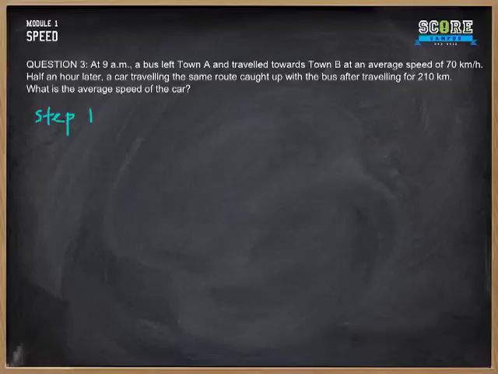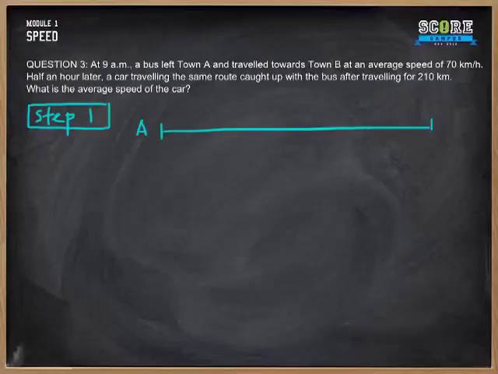Let's draw the timeline. That is always step 1. Okay, town A to town B. Bus goes at 70 kilometers per hour. Car also goes at a particular speed but covers the same distance. We don't know the speed of the car.